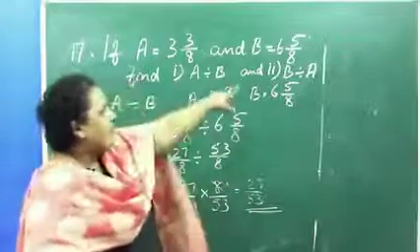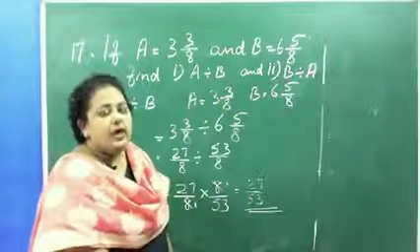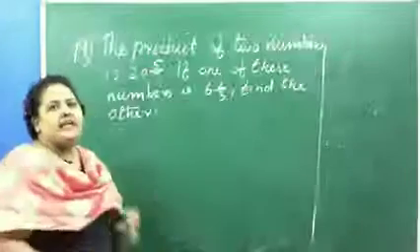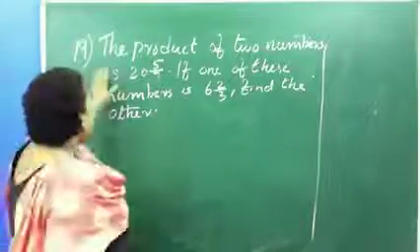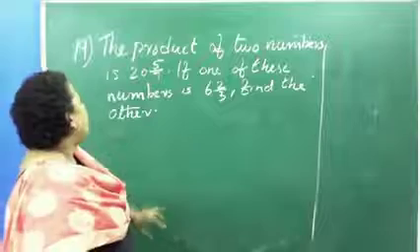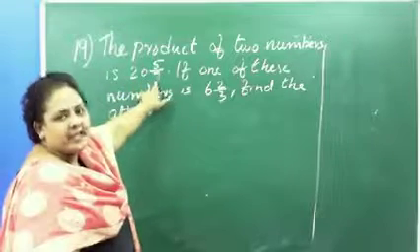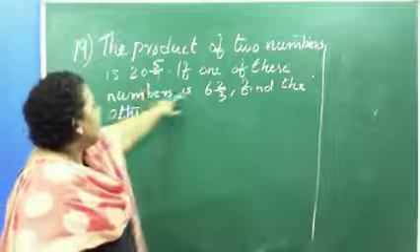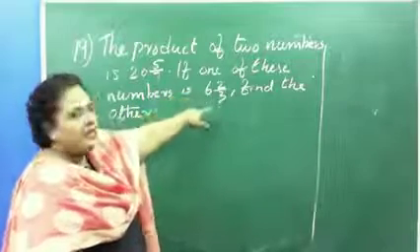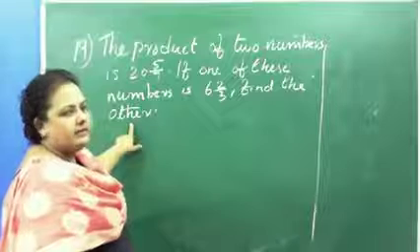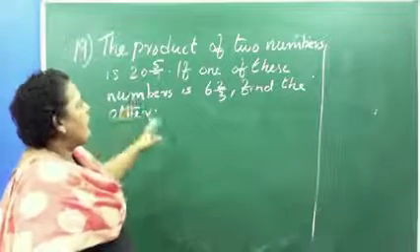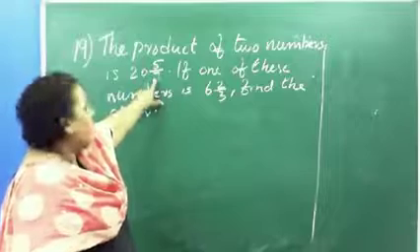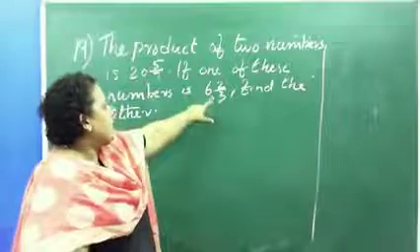The second subdivision, B divided by A, you have to do it yourself. I hope you got it. 19th question. The product of two numbers is 25 by 7. If one of these numbers is 6 2 by 3, find the other. So the product of two numbers is given as 25 by 7 and one number is given as 6 2 by 3.